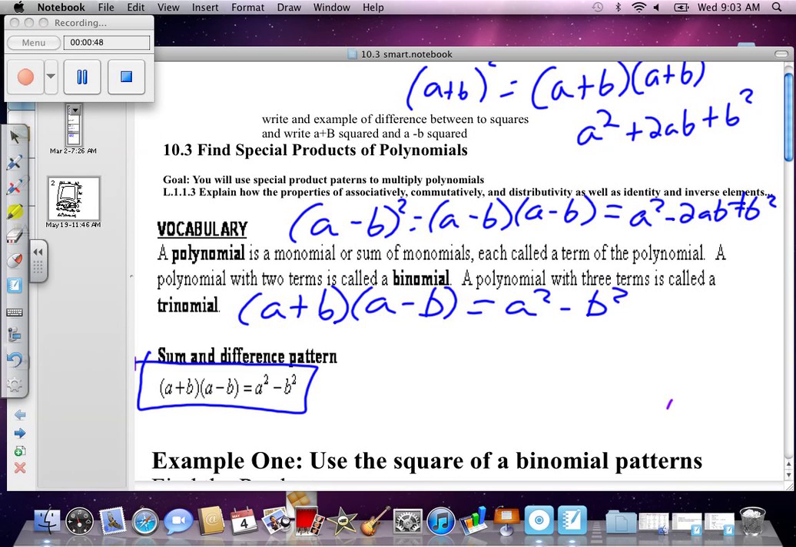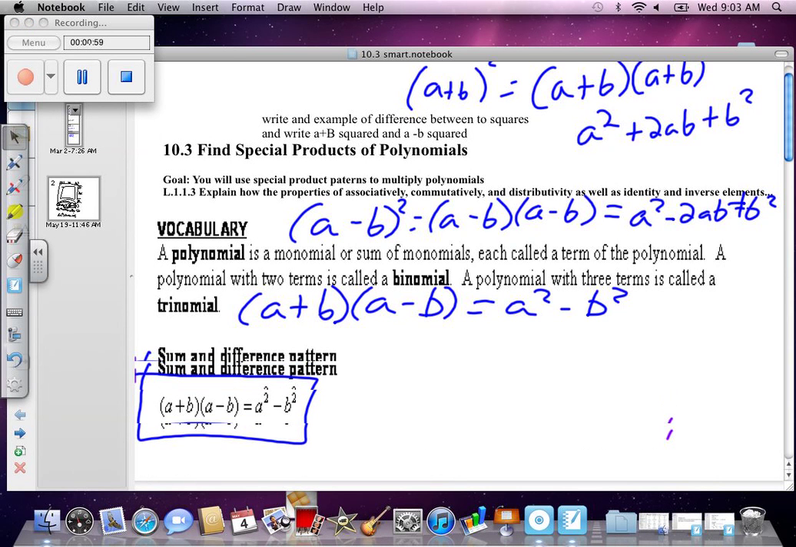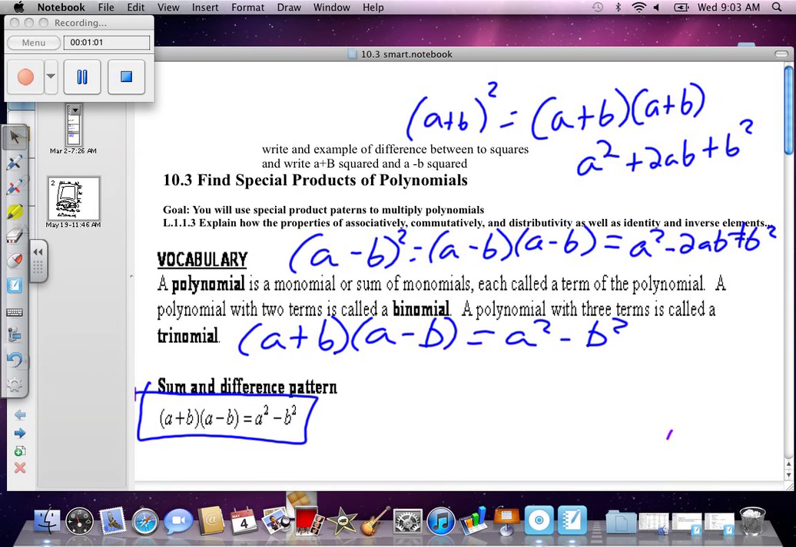Okay? A plus b times a minus b is going to give you a squared minus b squared. And then right here is the difference of two squares. This is the sum and difference pattern. This is the difference pattern. And this is the sum of two squares. Let's make sure, I believe they use different words in your book. Make sure they're right.